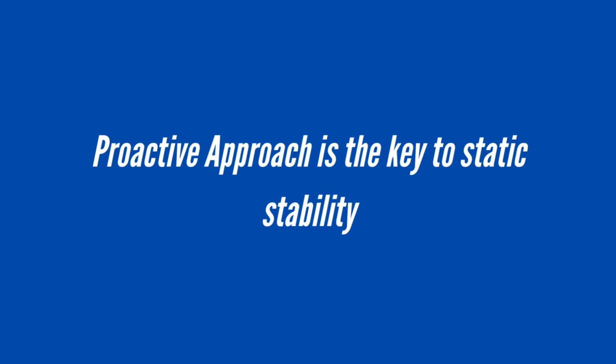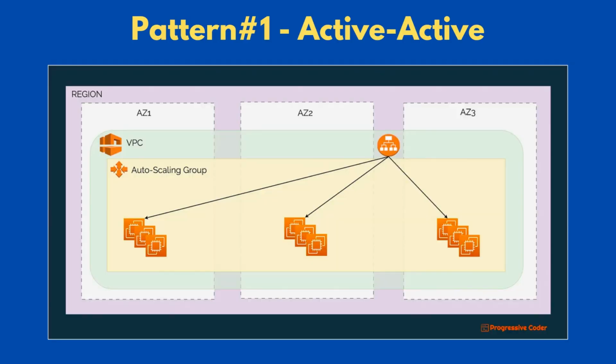However, leveraging static stability is not just for the cloud provider. You can also use static stability while designing your applications for the cloud. Let's look at a couple of patterns that use the concept of static stability. The first pattern is active high availability using availability zones, and here's an example of how you can implement it using a load balanced HTTP service.